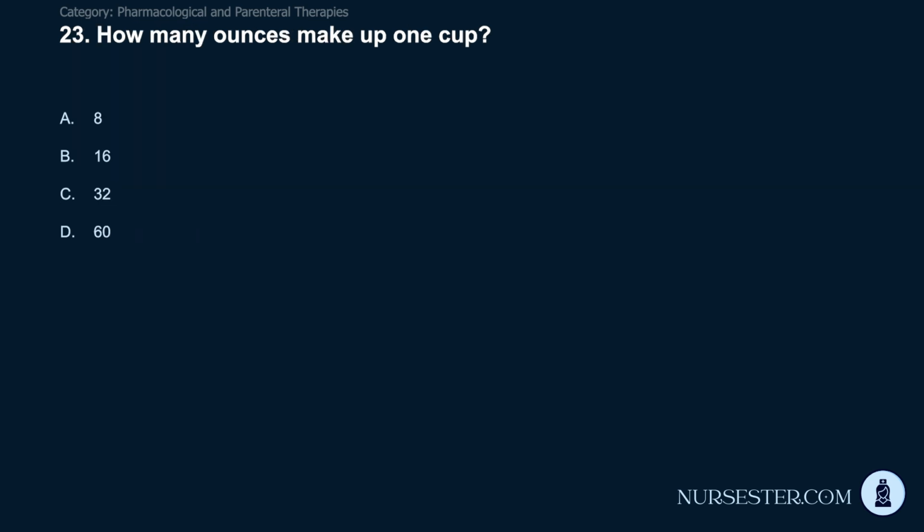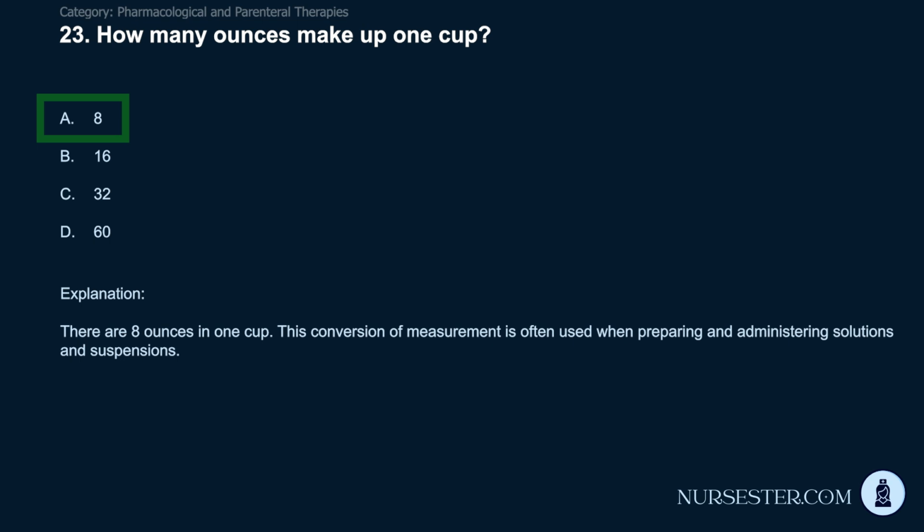23. How many ounces make up 1 cup? A. 8. B. 16. C. 32. D. 60. Correct answer, A. 8. There are 8 ounces in 1 cup. This conversion of measurement is often used when preparing and administering solutions and suspensions.